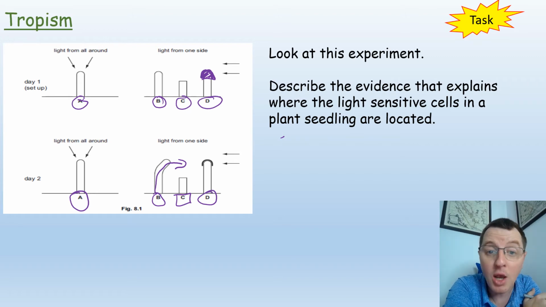Shoot D was unable to bend towards the light source. It was unable to sense the direction of light. So again, the very tip of a plant's shoot must contain the cells that are sensitive to light and can identify the direction that light comes from.